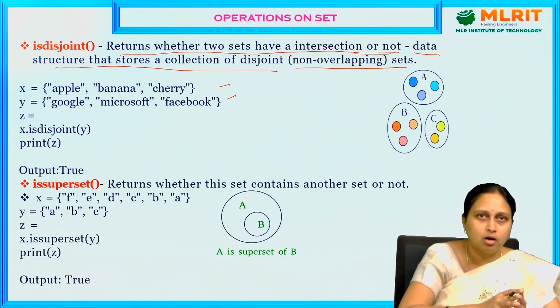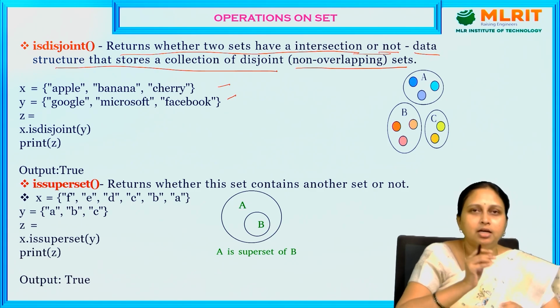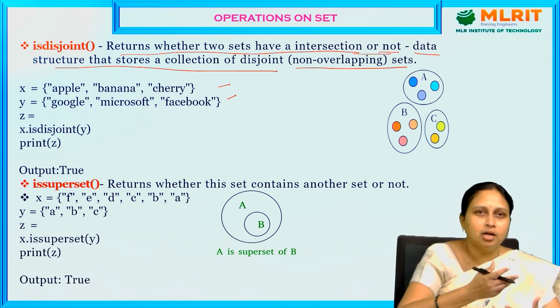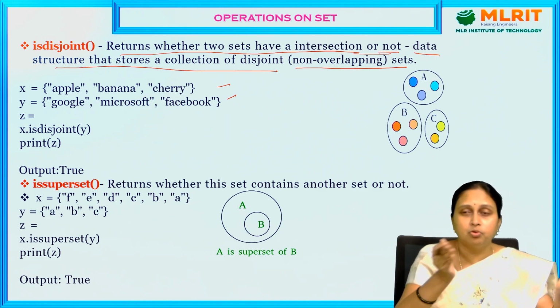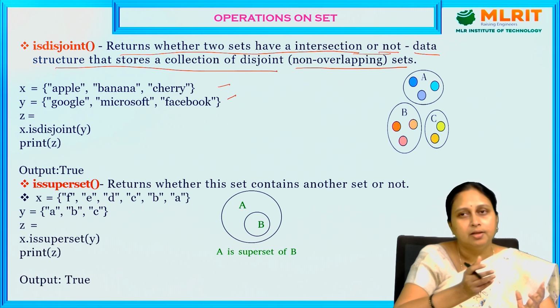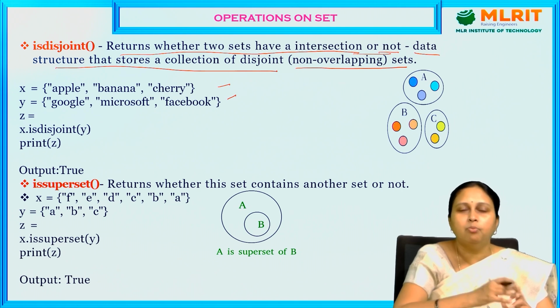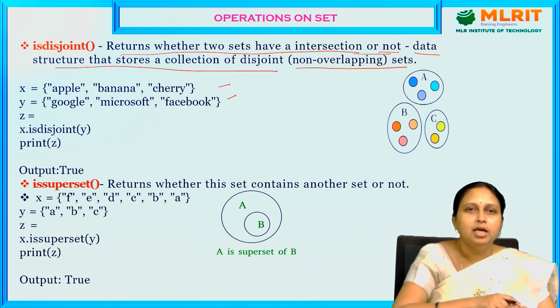That is called disjoint. Here, if both are having different values, then the result is true. isdisjoint, that means both are not having the same elements, then isdisjoint will be a Boolean value, that is true. If both are having similar values, then we give a Boolean value as false.